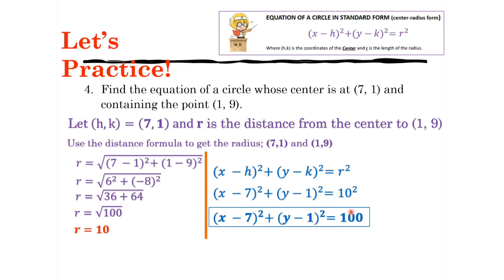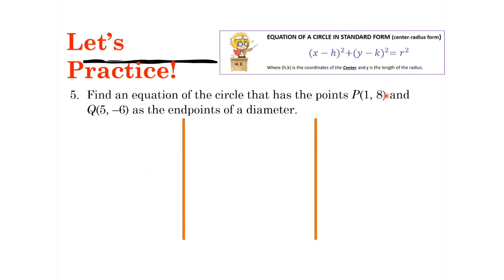Now, what if you're given (1, 8) as a point on the circle and (5, -6) as the endpoints of a diameter? So basically, both points are on the circle. And the thing here is that it is asking you to remember the important details about the parts of a circle. Always remember, class, that the diameter is equal to twice the radius. So if the diameter is given, you get the half of it, you're going to get the radius.